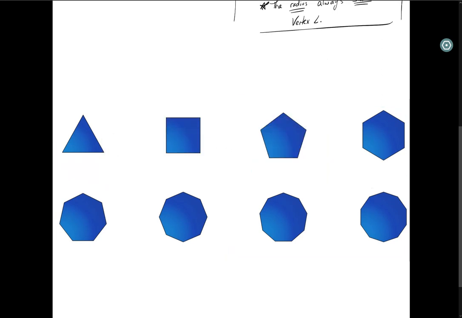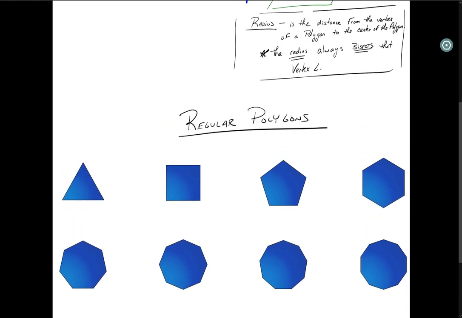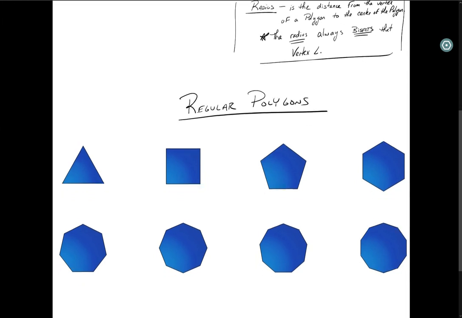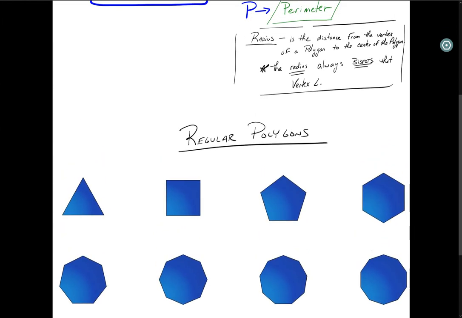What are these all examples of right here? Nope, more specifically. For right now, I don't expect you to write these down because I'd rather you listen to me. What's the second word that's underlined? Bisects. Regular polygons.